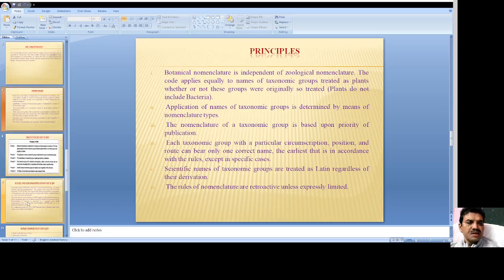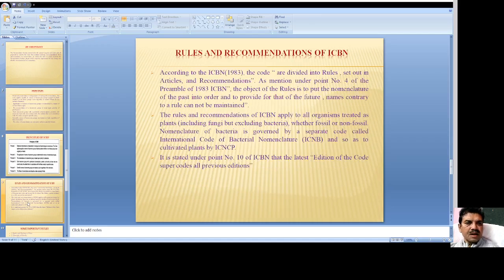Under these international principles, a number of recommendations have been taken into account under certain rules, and that was first accepted in 1983, where it was stated, I quote, that the code is divided into rules set out in articles and recommendations. That means the principles comprise a number of rules, the rules are followed by articles, and the articles have some sorts of recommendations from time to time. As mentioned under point number 4 of the preamble of the 1983 ICN, the object of the rules is to put the nomenclature of the past into order and to provide that future names contrary to the rules cannot be maintained. The rules and recommendations of the ICN apply to all organisms treated as plants, whether fossil or non-fossil.